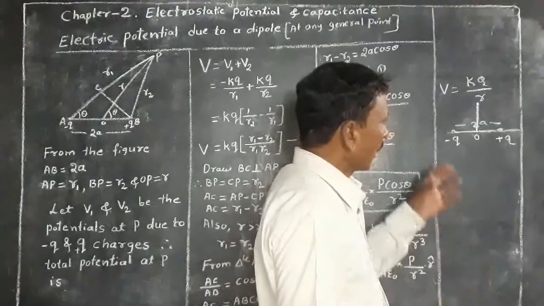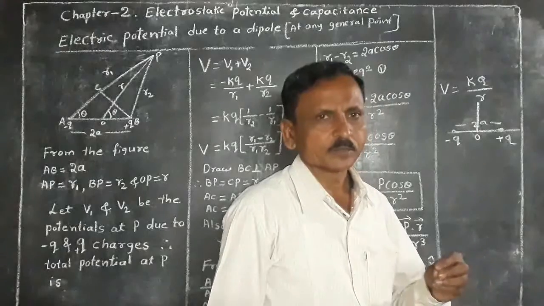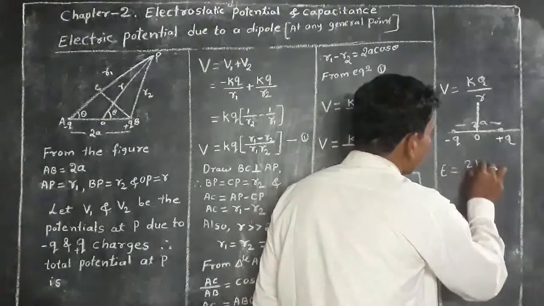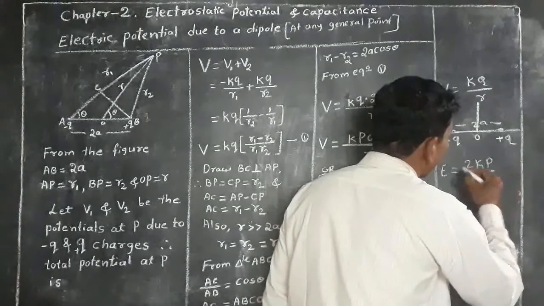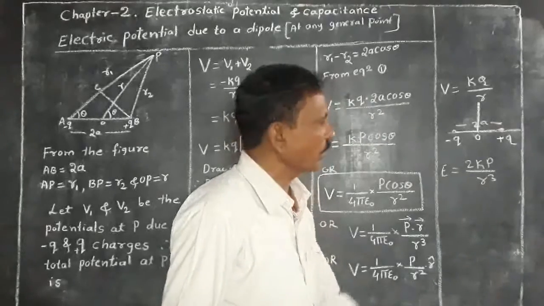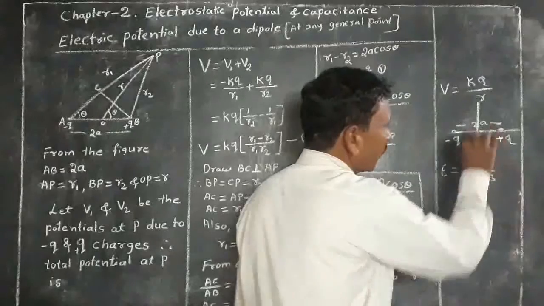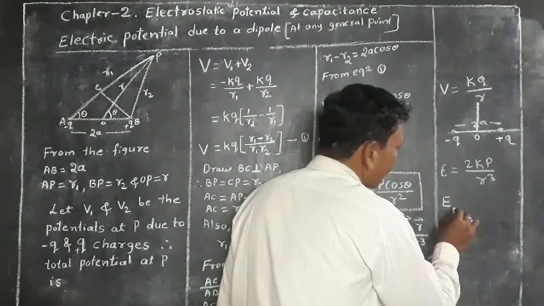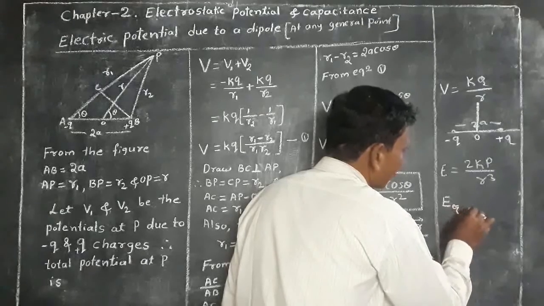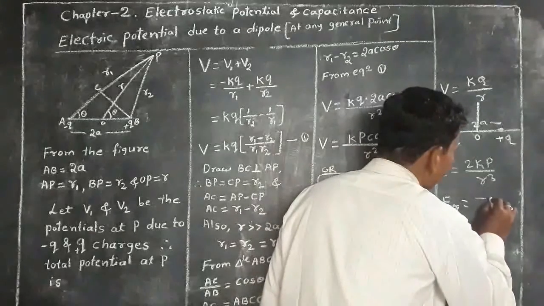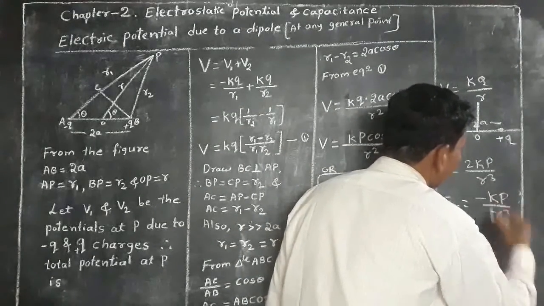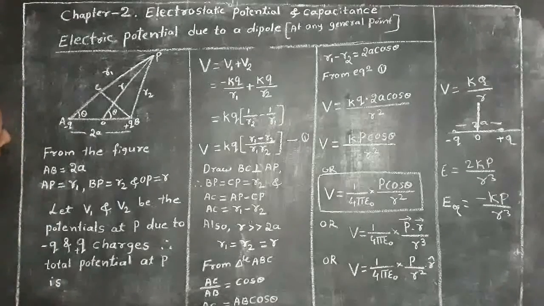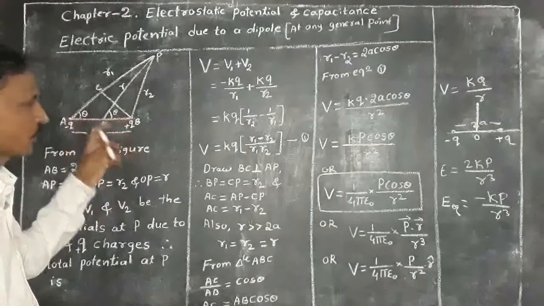And in the first chapter we obtained an expression for the electric field on the axis of a dipole as E equal to 2kp upon r cube. Here the intensity is inversely proportional to the cube of the distance of the point from the center of the dipole. On the equator or bisector, the electric field is equal to minus kp upon r cube. And today we shall obtain an expression for electric potential at any general point about the dipole.